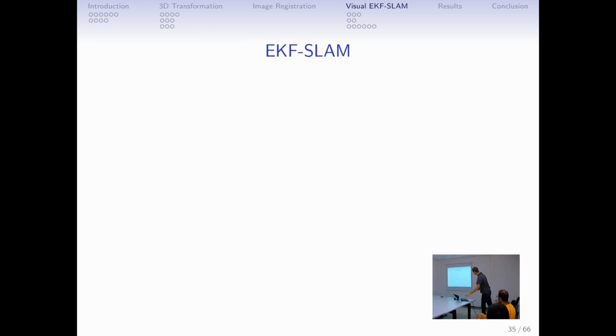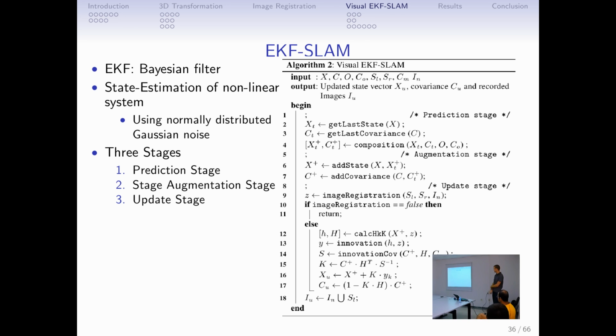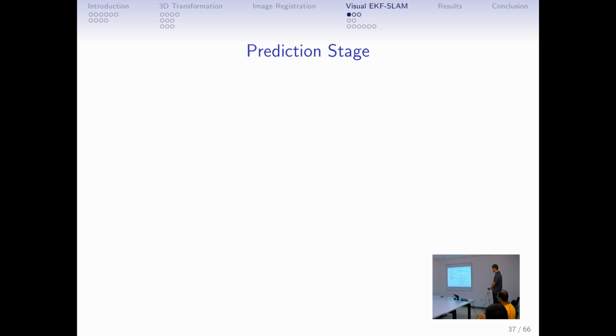So now we can go into detail with EKF SLAM. EKF is first of all a Bayesian filter: state estimation of nonlinear systems by using normally distributed Gaussian noise. So exactly what we were working for. Again, it consists of 3 stages. The pseudocode looks like this: prediction stage, augmentation stage, and then the main effort, the update stage. I will concentrate on this, and these 2 stages just in short.